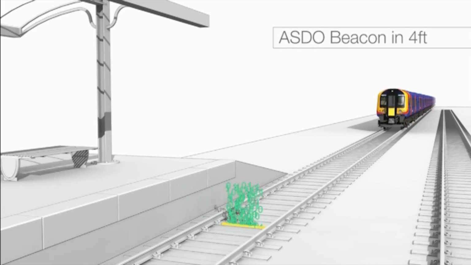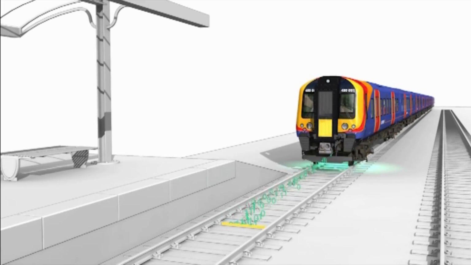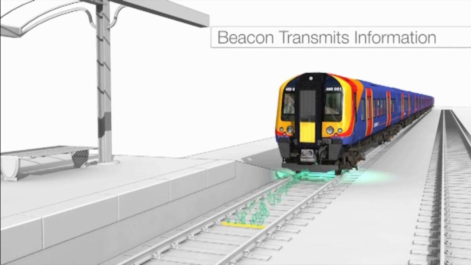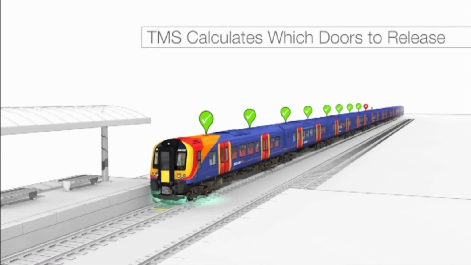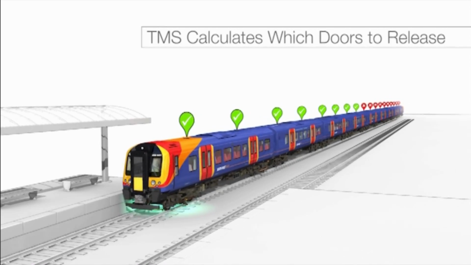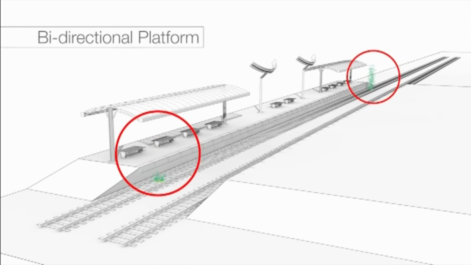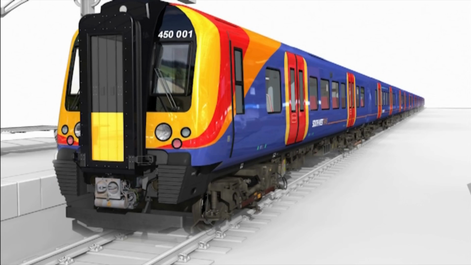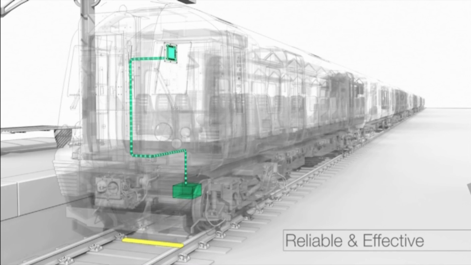ASDO beacons are placed in the forefoot on the approach to every station. As the antenna on the leading vehicle passes over, the beacon transmits information which allows the TMS to calculate how many doors should be released. Where a platform is bidirectional, additional beacons are provided. The system is reliant on the beacon in the track and the TMS system in the driver's cab working together. A robust testing process has been carried out to ensure that the system is reliable and effective.